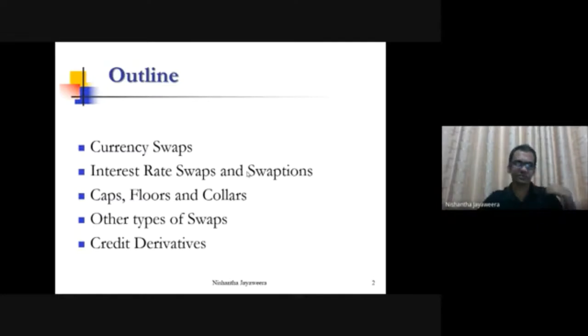So we are going to discuss all these. I have included credit derivatives here because there is a swap. Not all credit derivatives, but there is one credit derivative which is a sort of swap. We'll see how far we can move forward today.